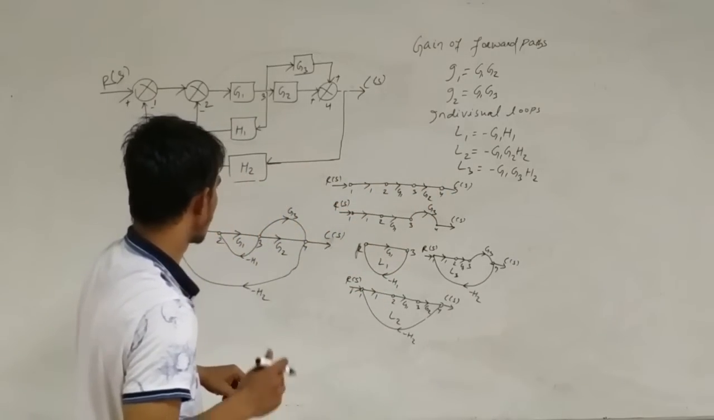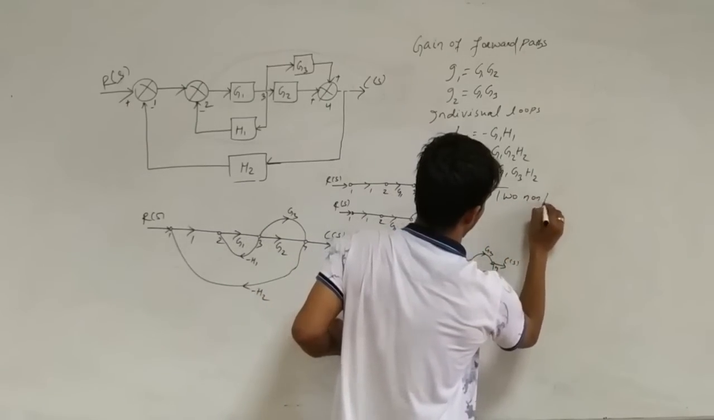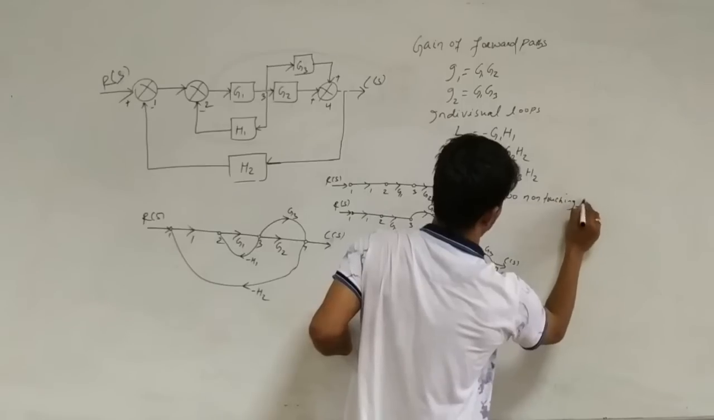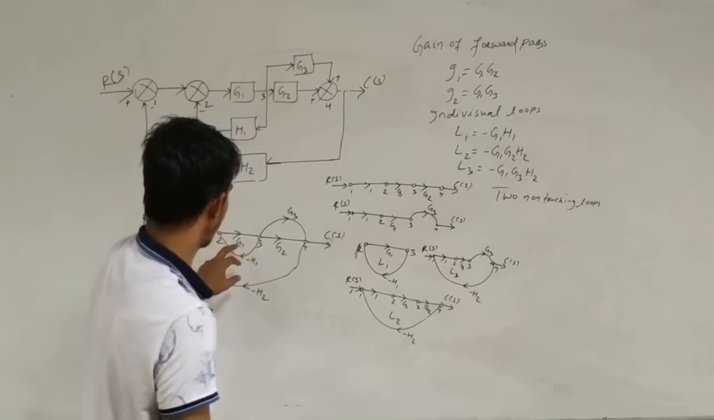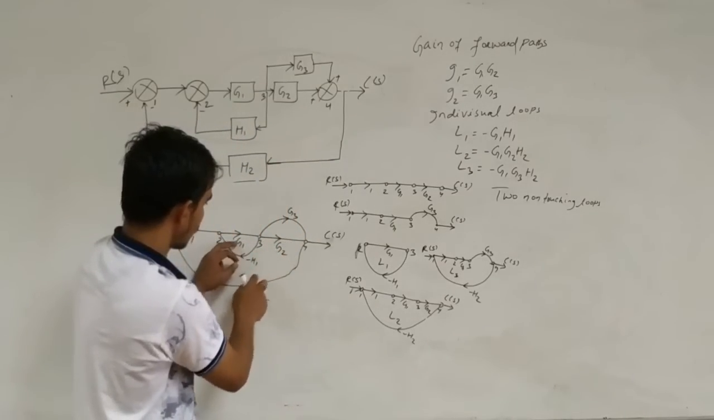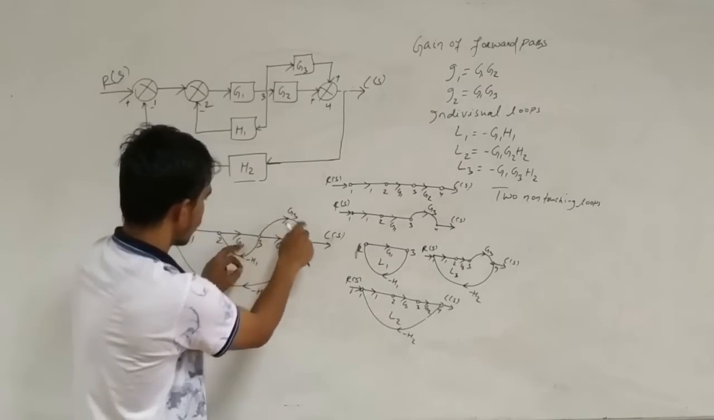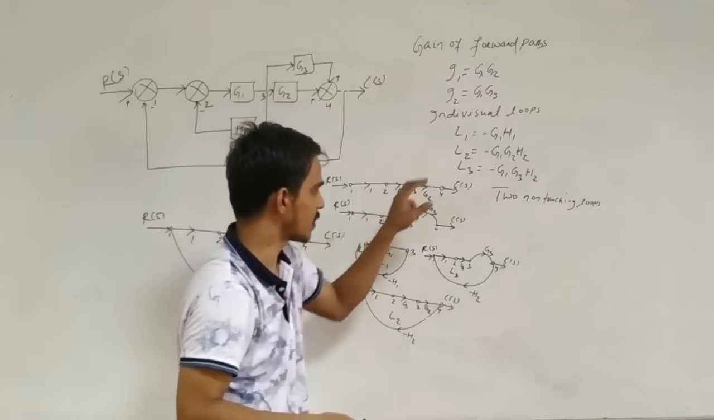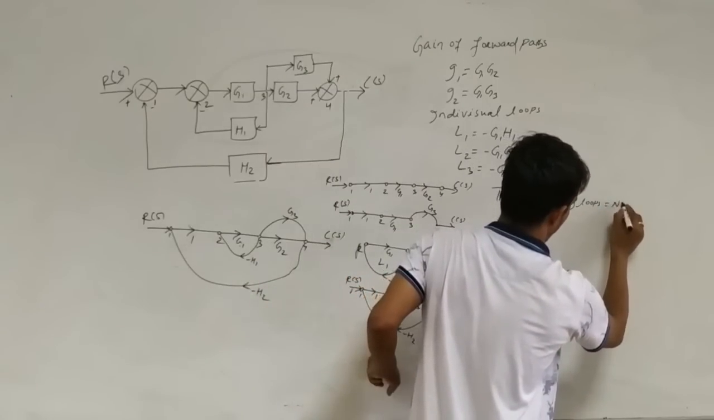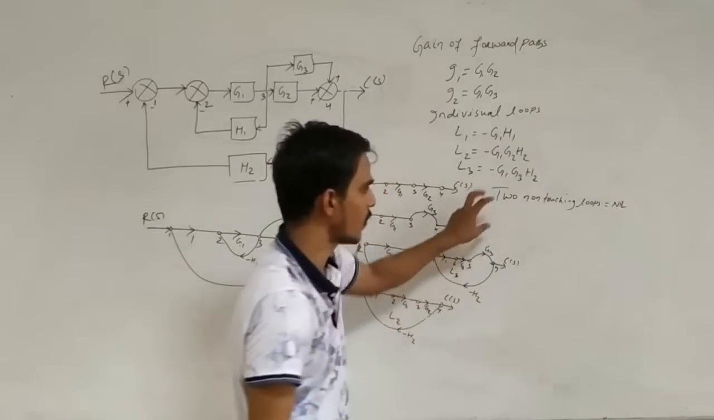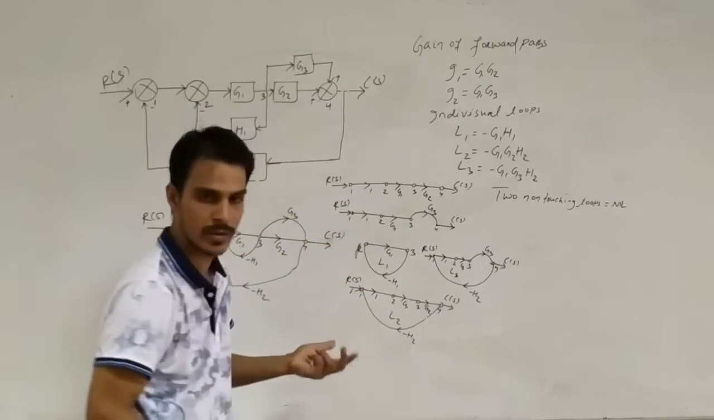Now we have to consider two non-touching loops. Are two non-touching loops there or not? See, this loop and this loop are touching each other. Similarly, this loop and this loop are also touching. So all three loops are touching each other. So two non-touching loops are nil. Similarly, three non-touching loops are also not available.